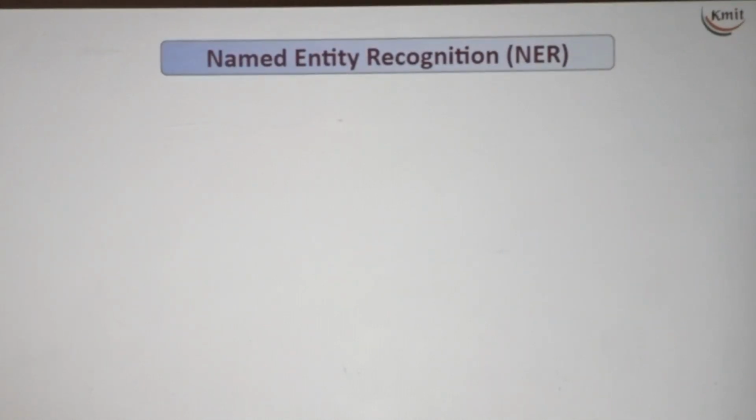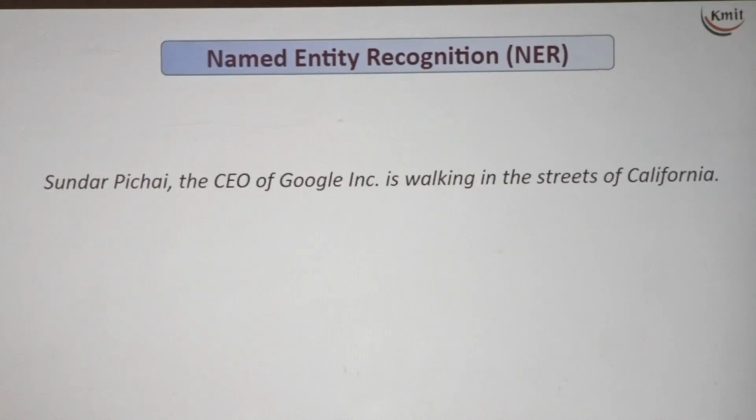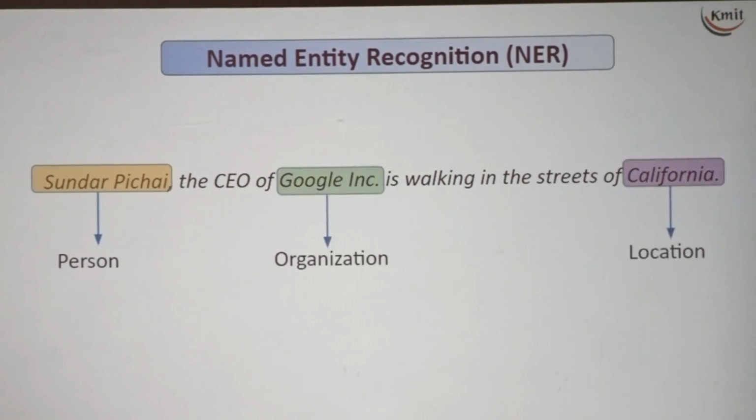Named entity recognition, another one. Another pre-processing technique is named entity recognition. Let me show you an example. Sundar Pichai, the CEO of Google Inc. is walking in the streets of California. In this sentence, you can capture that Sundar Pichai is a person, Google Inc. is an organization, and California is a location.